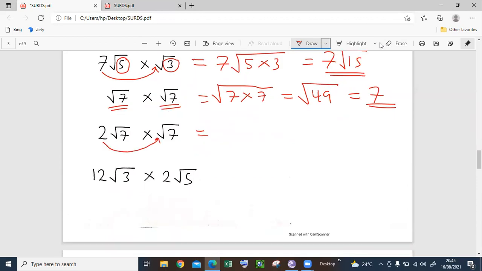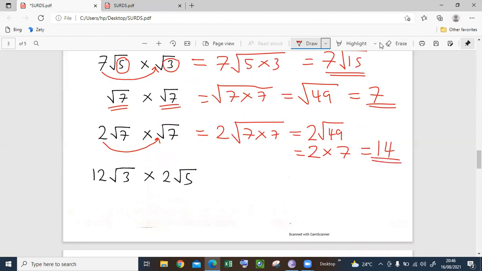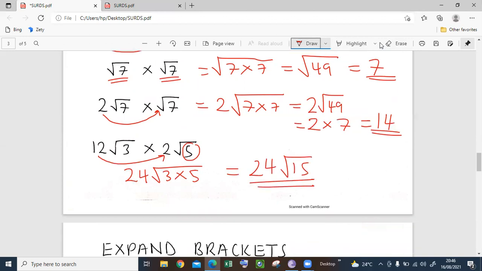And this will take us to the next example here. These 2 will multiply 1, I'll get a 2. But inside my radical, I will have 7 times 7 because I have similar radicals available. This will give me 2 root of 49. As we know, root of 49 is 7. So that means now I have 2 times 7, and my final answer will be 14, and the surd will be complete. Next example, I have 12 times 2. That will give me 24. But inside my root, I'll have 3 times 5. This will give me 24 root of 15. So that's how we multiply surds.